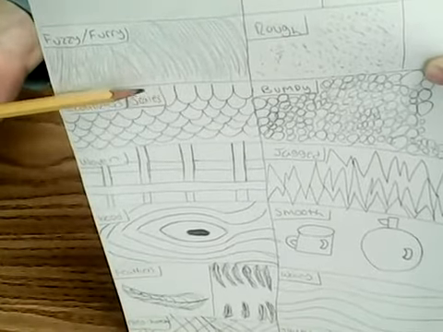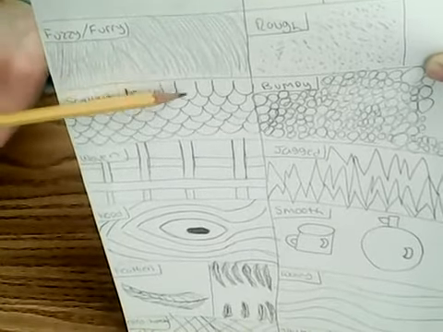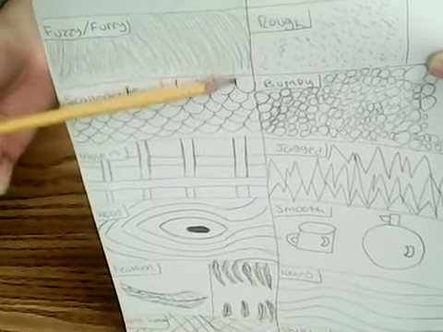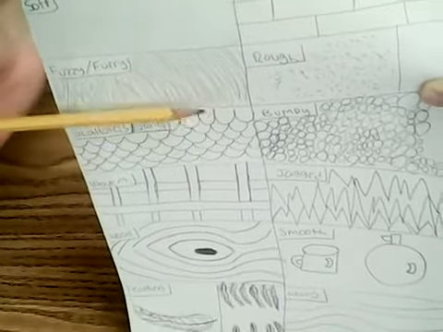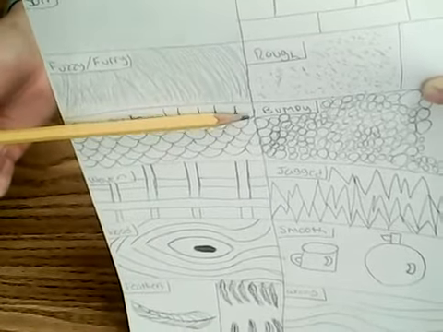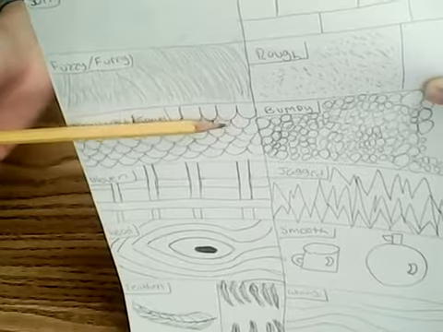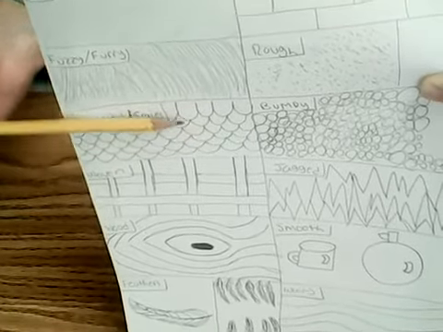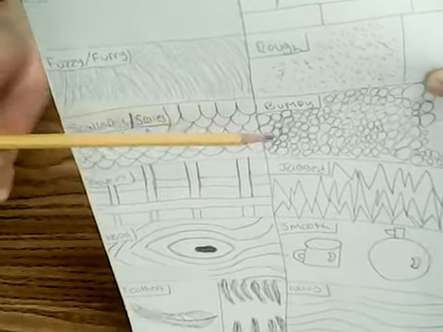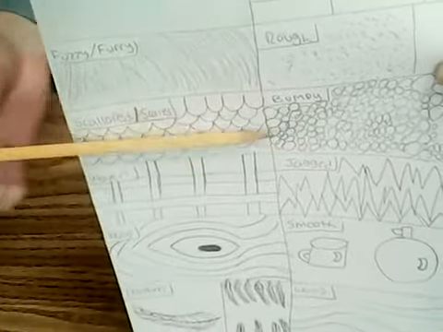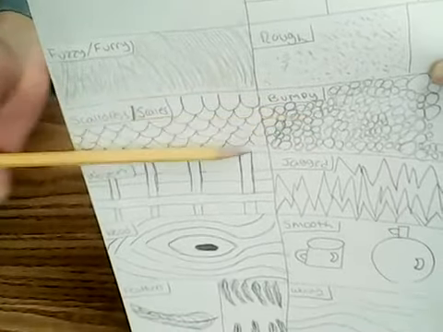Scalloped was little U's, so I made a U, U, U, U, U. And then just like the bricks, I went in the middle of each U, and I made another U. So U, U, U, U, etc. Bumpy, different kinds and sizes of circles.